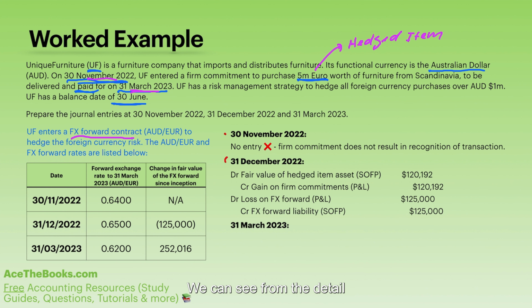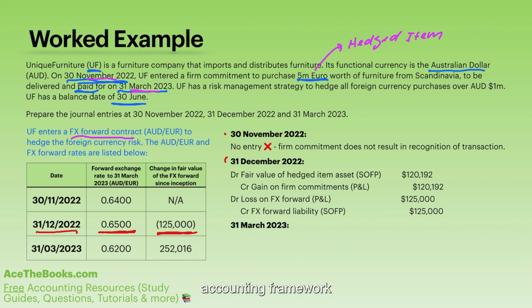We can see from the detail provided to us that there has been movement in the fair value of the derivative. So we can see that the fair value is negative 125,000 as at the 30th of December. There has also been a change to the forward exchange rate to the 31st of March, which is when payment is required to be made.